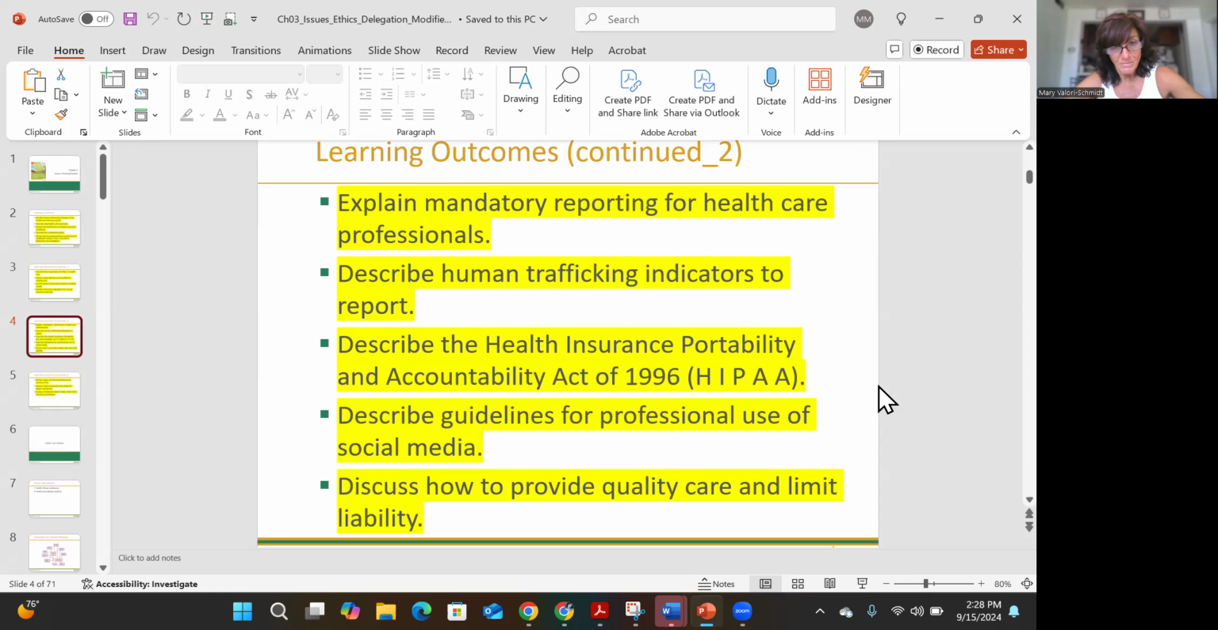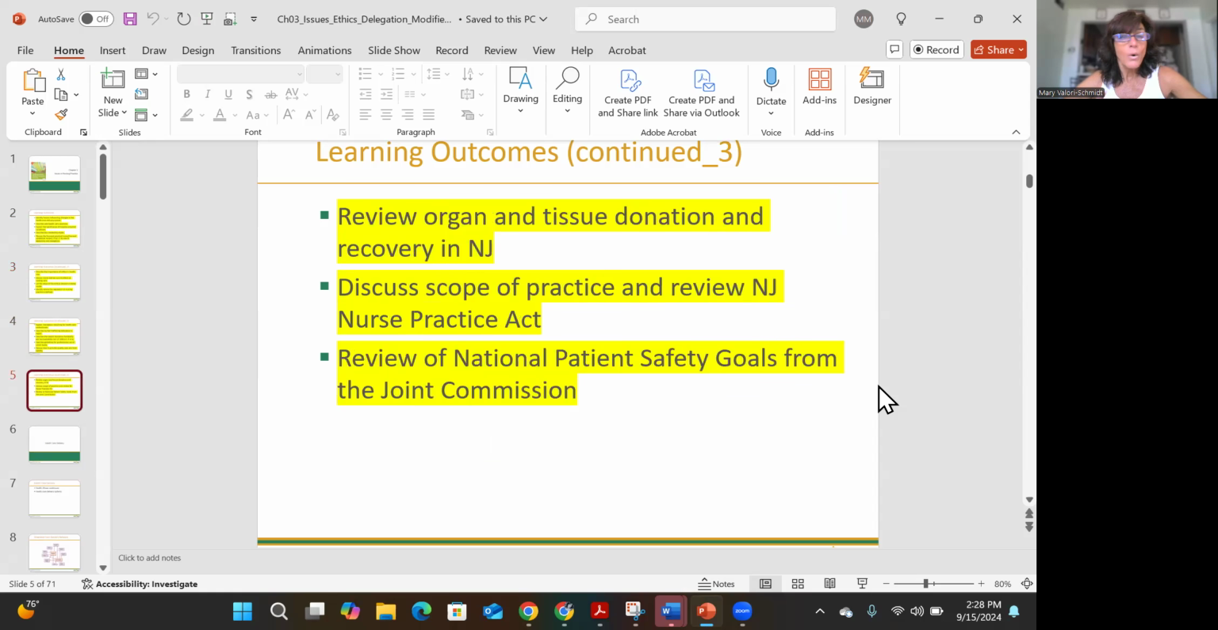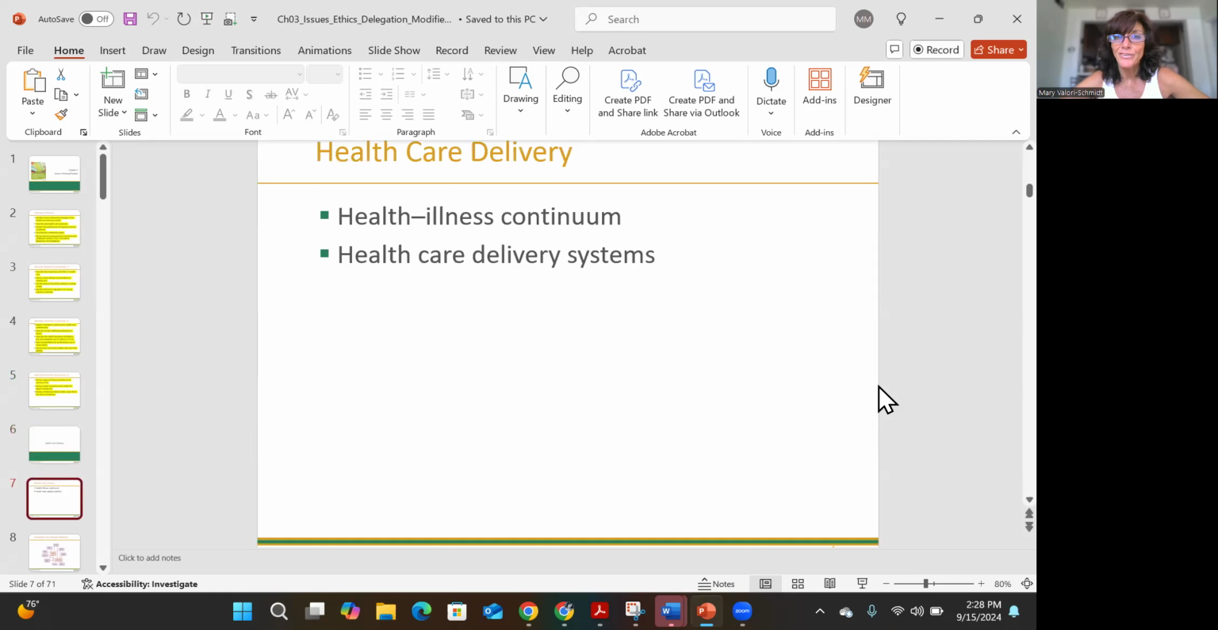We're going to talk about HIPAA, guidelines for social media, how to provide quality care and limit your liability, organ and tissue donation and recovery in New Jersey. And we're going to look at our Nurse Practice Act for New Jersey. Those are the regulations that govern us. And then finally, we're going to review the National Patient Safety Goals from JACO, which is the Joint Commission on Accreditation for Healthcare Organizations. Okay, everybody's probably heard of JACO. Okay, let's get started. Healthcare delivery.